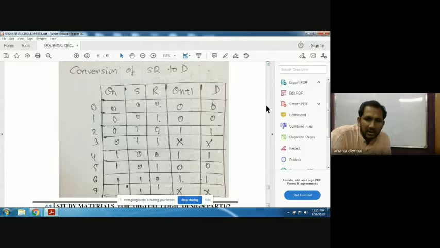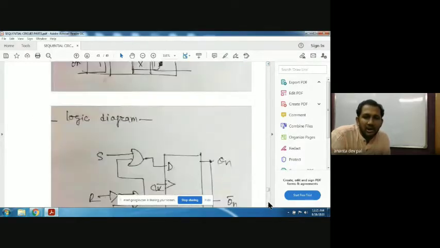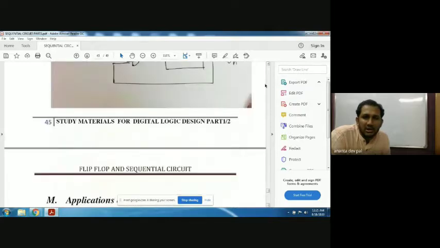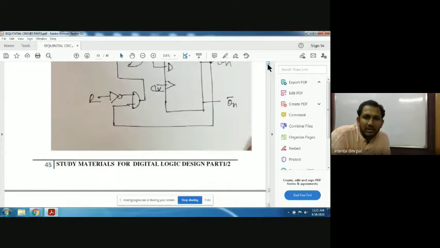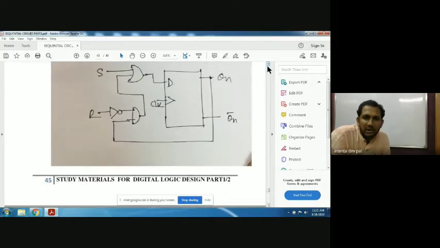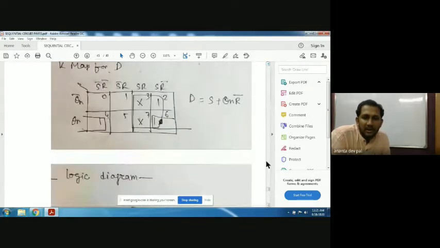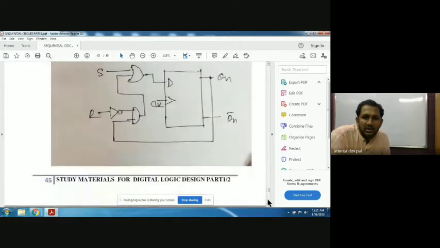Now the K map is there. This is the K map construction of D. Then the logic diagram of SR from D. This logic diagram is constructed from this K map, and this is the conversion process. Let us consider the example with the help of board.